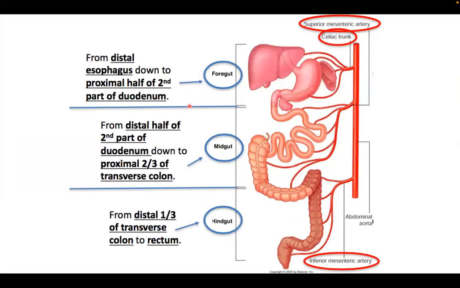Now, here's the foregut structures. Here's the midgut structures. Here is the hindgut structures. So I want you to remember that from the distal esophagus to the proximal part of the second duodenum is the foregut.